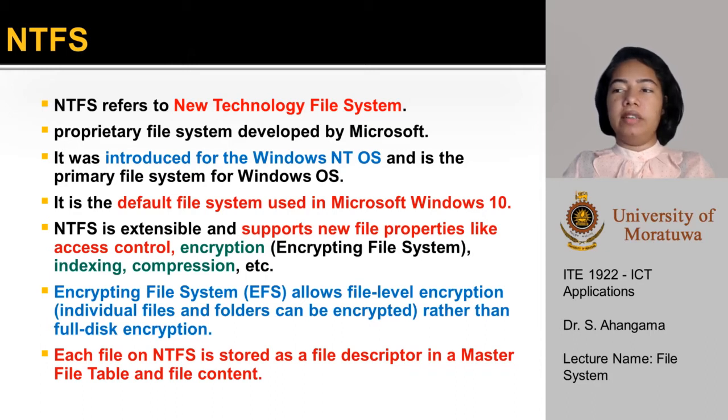It is the default file system used in Windows 10. NTFS is extensible and supports new file properties like access control, encryption, indexing, compression. Encrypted File System, or EFS, allows file level encryption. That is, individual files and folders can be encrypted rather than encrypting the full disk.